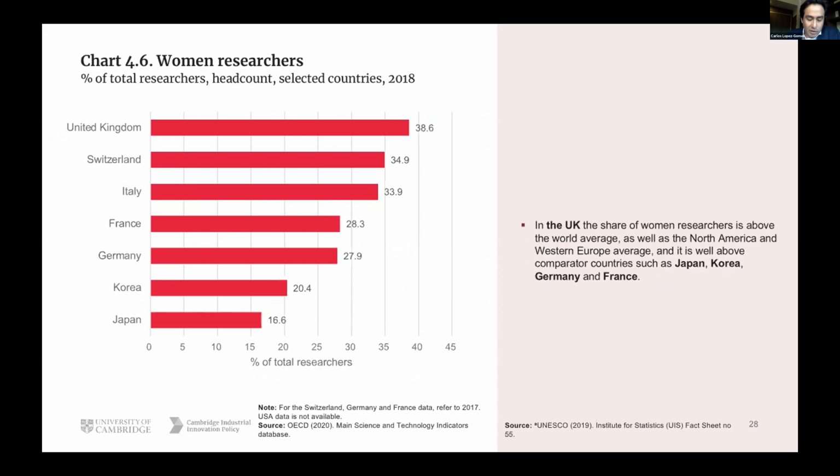According to UNESCO, only around 30% of the world's researchers are women, despite the fact that in recent decades, the number of women enrolling in tertiary education has increased. In the UK, the share of women researchers is above the world average, and well above countries like Japan, Korea, and Germany, as we can see in this graph.